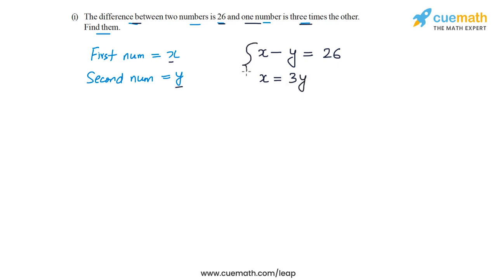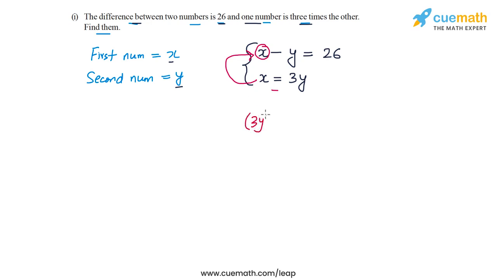Now we have a pair of linear equations in x and y, and all we need to do is solve this pair using substitution and find the values of x and y. So from the second equation, I have x equal to 3y. Let me substitute this into the first equation. The first equation is x minus y equal to 26. So instead of x, I write 3y. This is the substitution that I do.